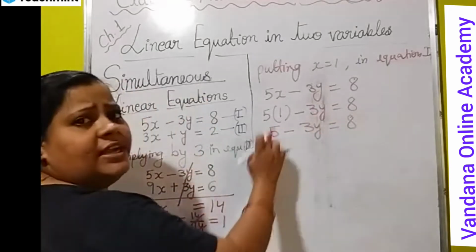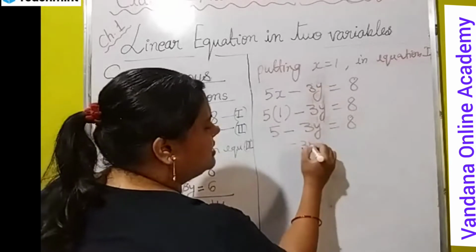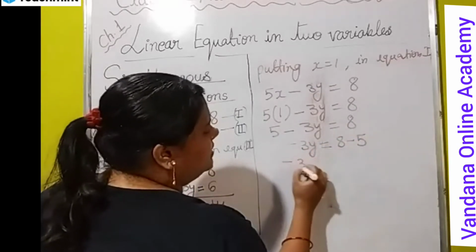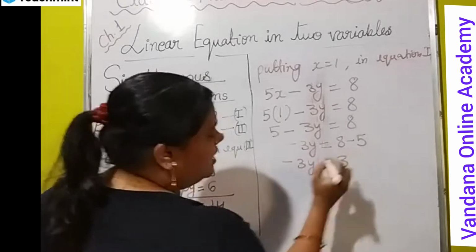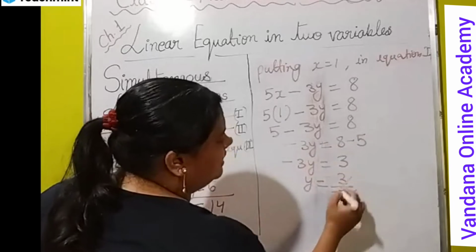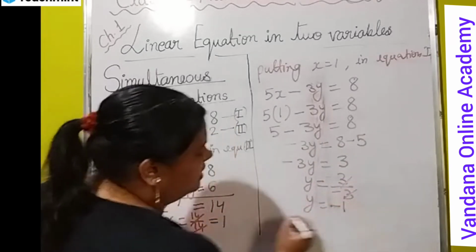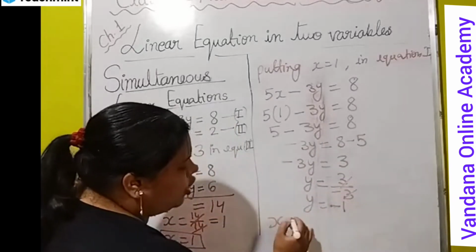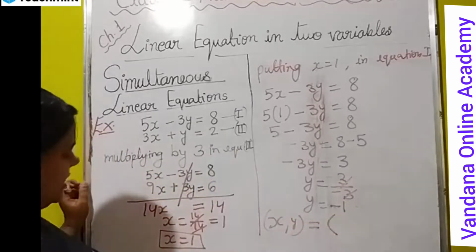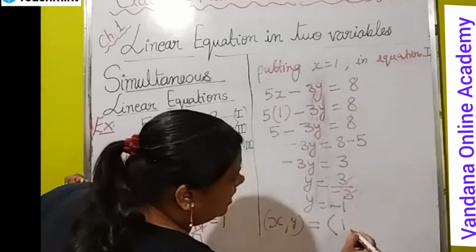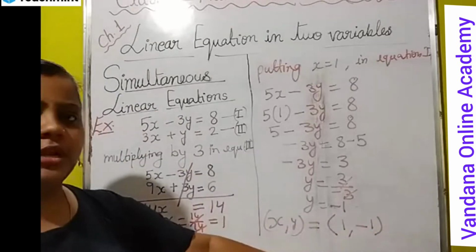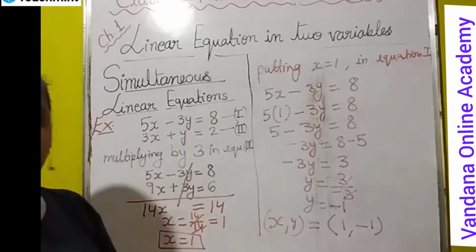Now this 5 we will take to this side. So minus 3y equals 8 minus 5. So 8 minus 5 is 3. So y equals 3 upon minus 3. So this will cancel, and y equals minus 1. So we get x comma y, which is the solution of the simultaneous equations, that is 1 comma minus 1. Okay, so this is our solution for these simultaneous equations.